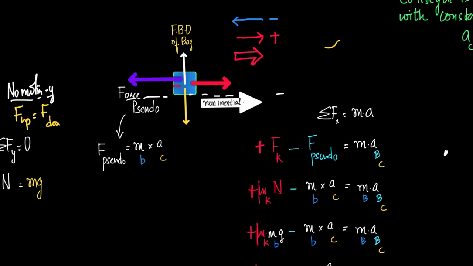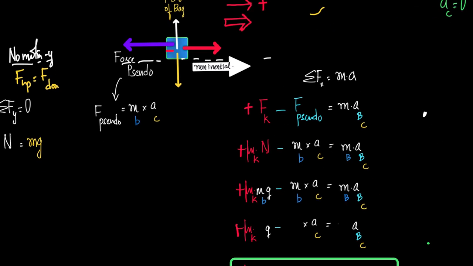Now sigma means sum. There are two forces, one which is positive, other which is negative. So Fk minus F pseudo. What is F pseudo? mb into AC. Now what is the mb here? mb here represents the mass of the bag. Let me just write it down one more time. So the mass of the bag into acceleration of the bag with respect to the conveyor. Now let's see. What is Fk? Mu k into N. What is N? Mg, mass of the bag into g.